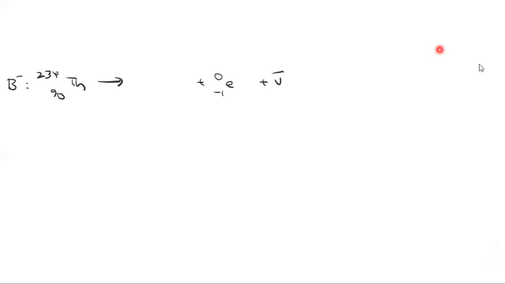What we do know is we've got something here, and 0 plus something is 234, so this is 234. -1 plus something is 90, so this is 91. You can then look up what 91 is in the periodic table, and you'll find that's palladium. You can do something similar.